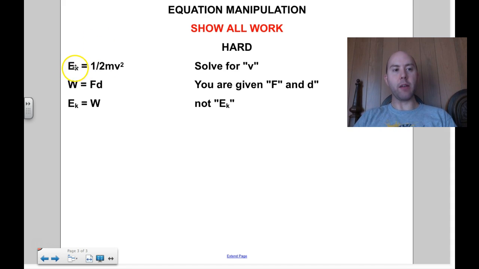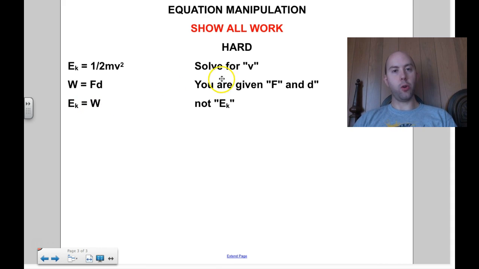I have EK, which stands for kinetic energy. Kinetic energy equals 1/2 mv squared: 1/2 times mass times velocity squared. Work equals force times distance. Later in the school year, when we get to the unit about energy, we're going to learn that kinetic energy and work are actually the same thing. They are equal to each other.